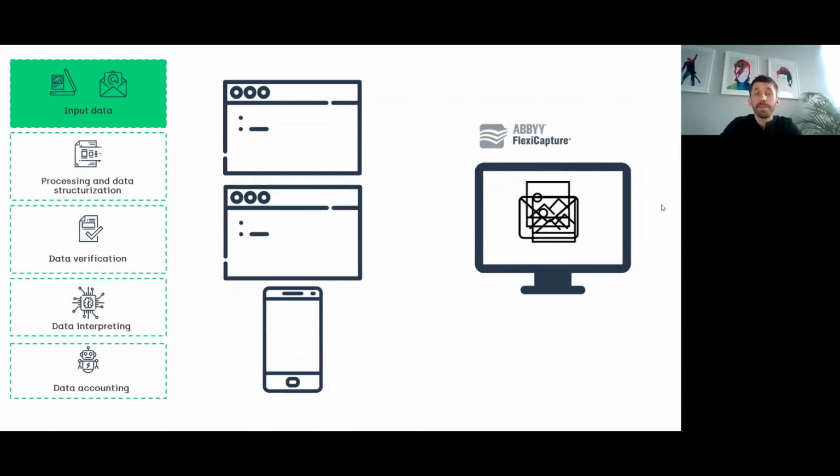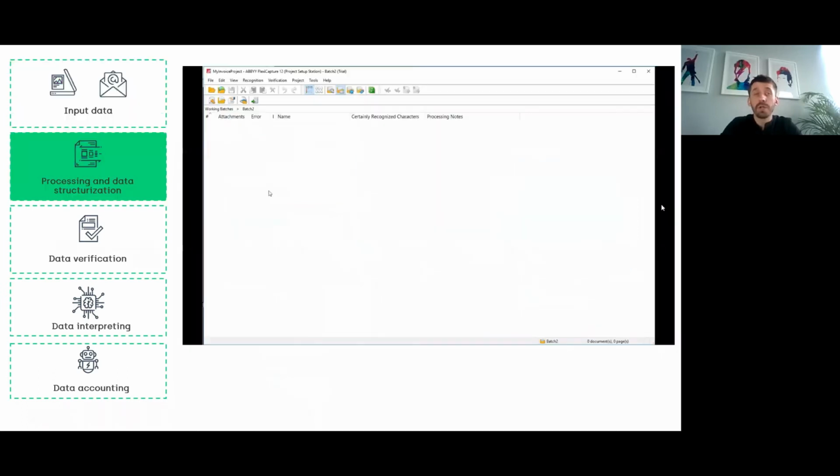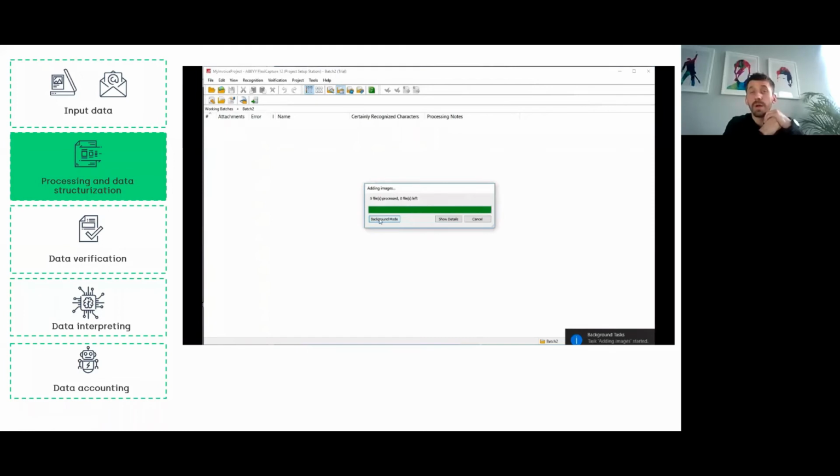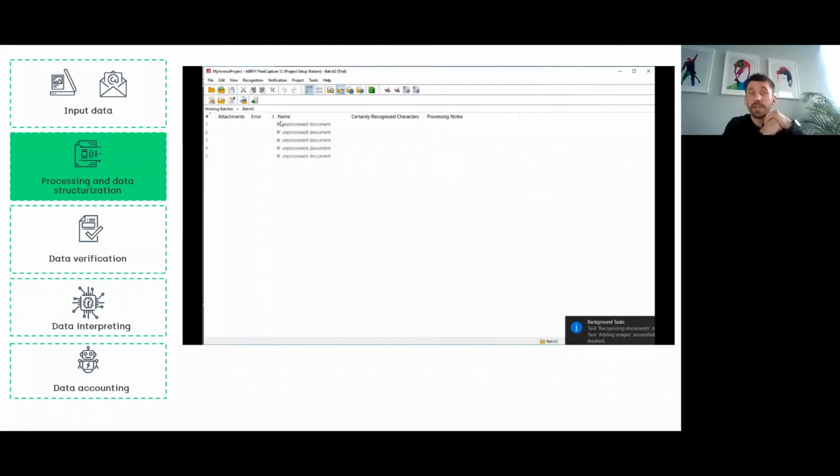So the first step is the data input. After this step, the OCR system is processing each document. In the application, there are templates created for this particular type of document. So OCR is recognizing each document and each field of the document, like due date, sales date, invoice number, supplier number, VAT number, and so on.